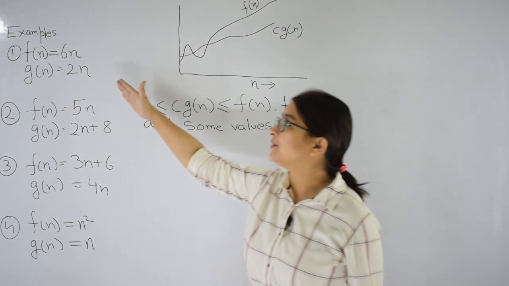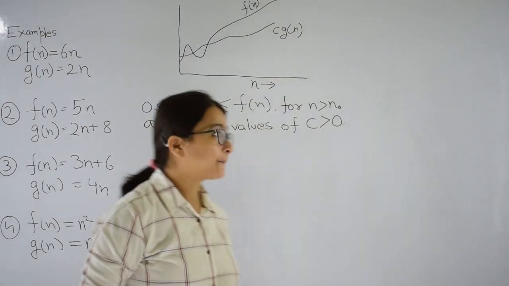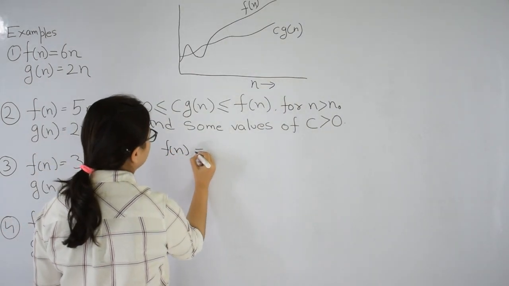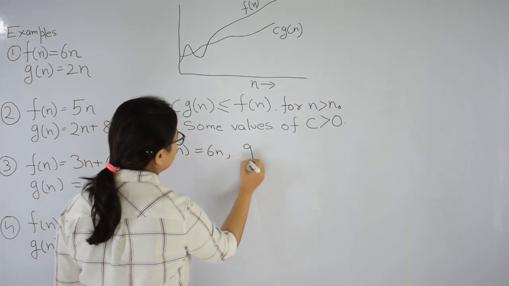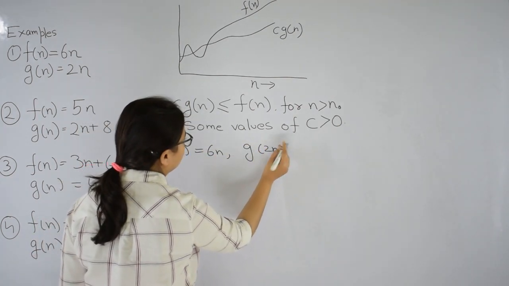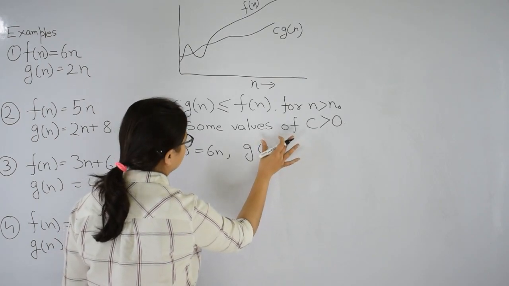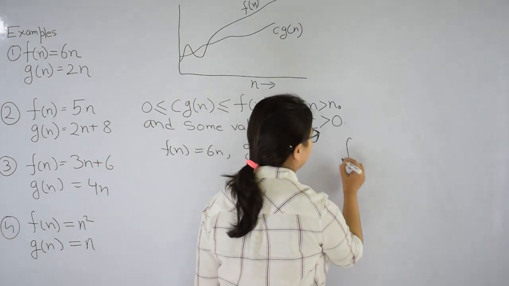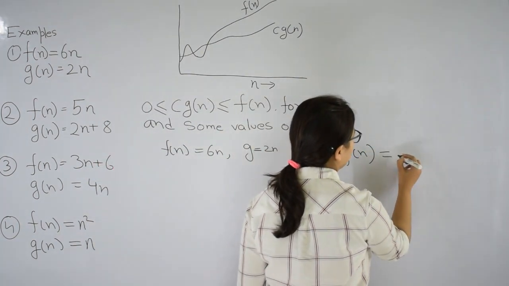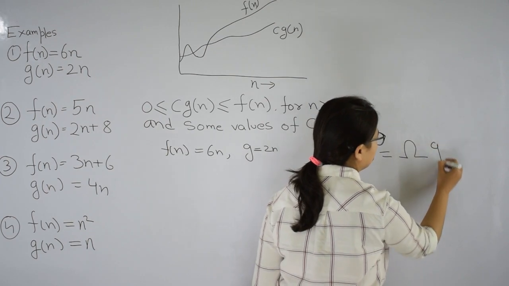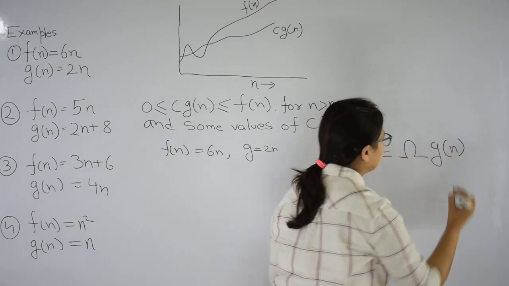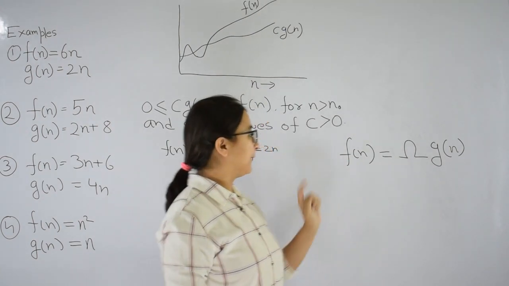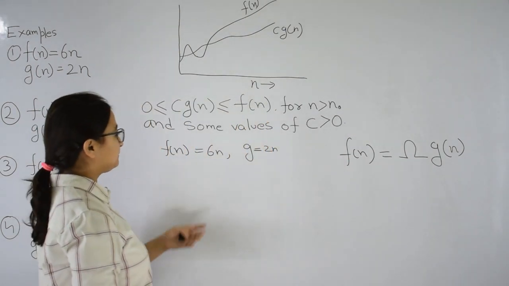So let me try some examples. For example, first we have f of n is equal to 6n and g of n is equal to 2n. What we need to prove? We need to prove that f of n is big omega of g of n. Now this is the symbol notation we will use for big omega. So now let us try to prove this.